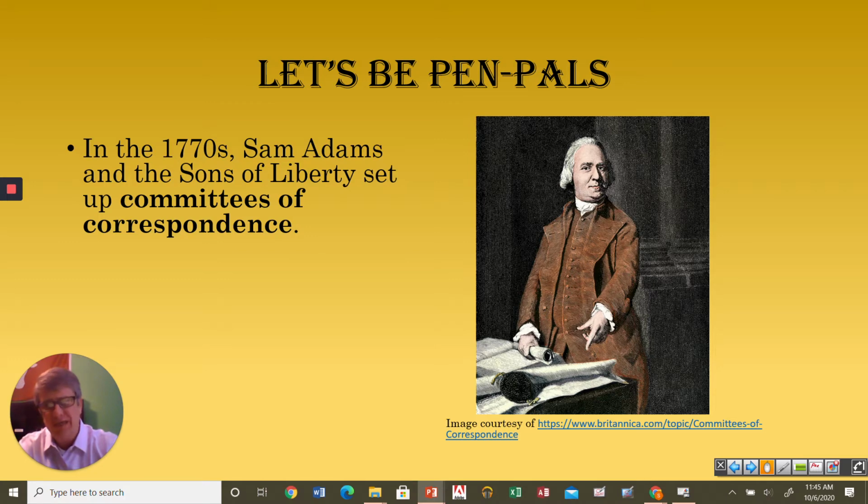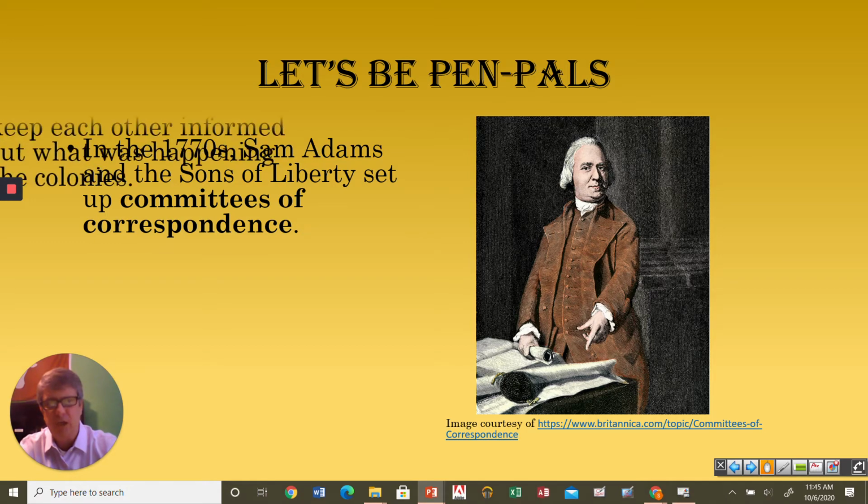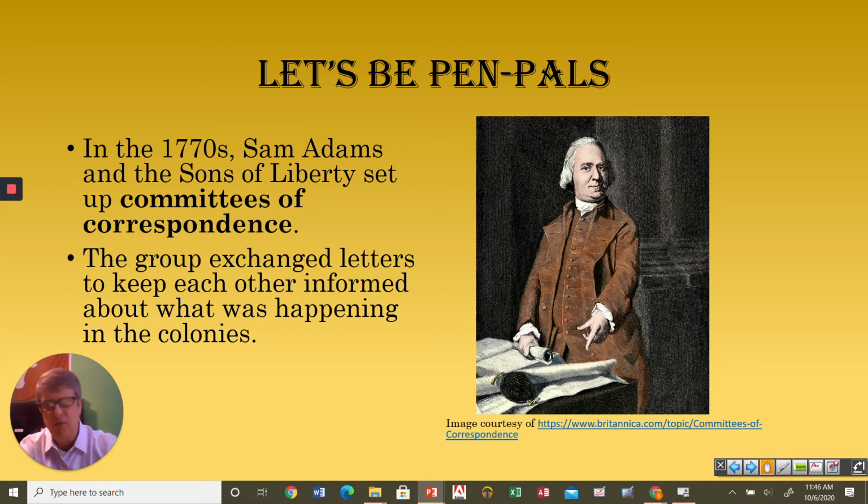All right. So in the 1770s, Sam Adams and the Sons of Liberty set up committees of correspondence. All right, and you'll notice I put that term in bold. So when you're taking your notes, you probably should make note that this is a term you should know. Make sure you underline it, put a star by it. Do something to help yourself remember about these committees of correspondence. So Sam Adams and the Sons of Liberty set up committees of correspondence, which was a group to exchange letters with each other to inform each other about what was happening in the colonies.